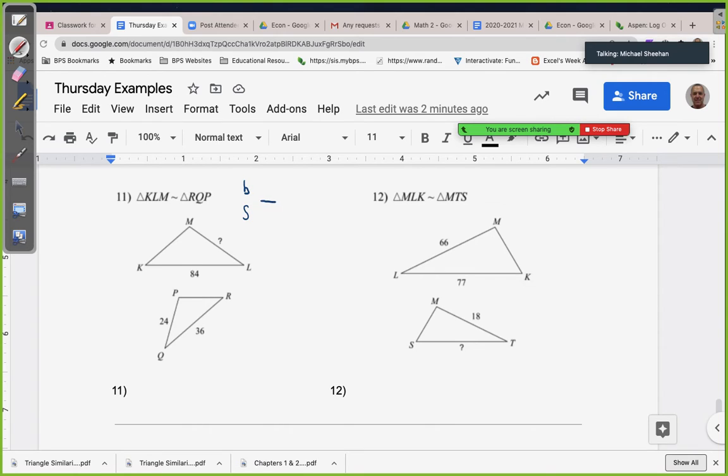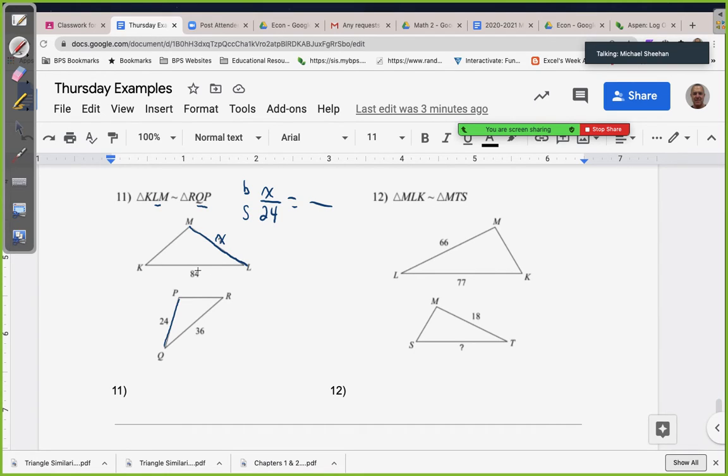Small on the bottom. I'm going to set up two fractions. The big triangle has an 84 and an x. I'm going to go with x. And x goes from M to L. Those are my last two letters in the similarity statement. Q to P are the last two letters in my similarity statement over here. So the 24 in the little triangle corresponds to the x in the big triangle.